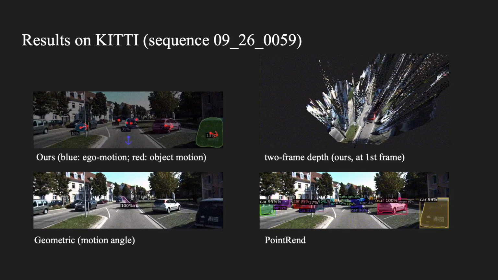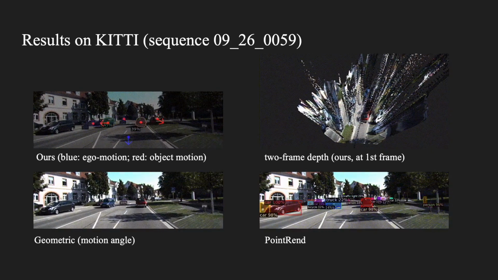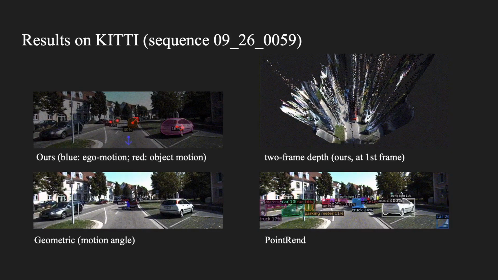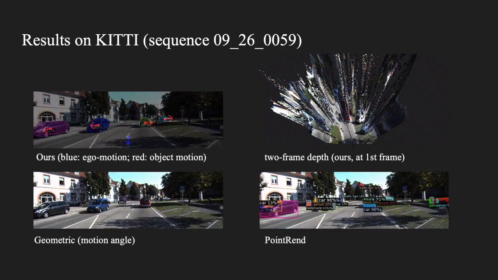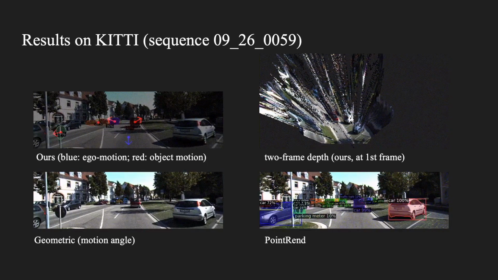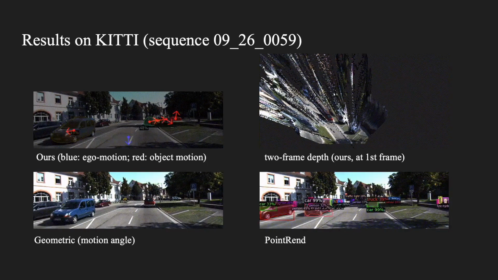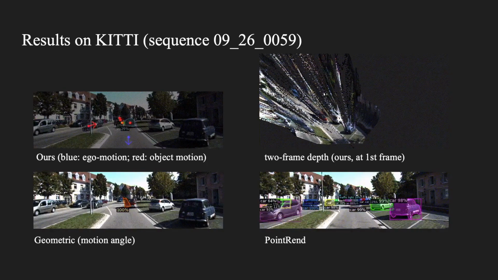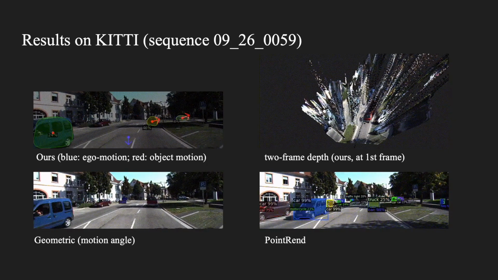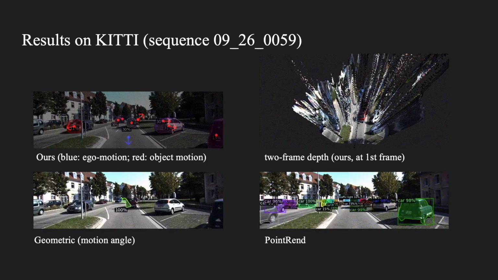On KITTI, compared with geometric rigidity estimation, such as motion angle, our method successfully detects incoming cars. Compared with appearance-based methods, such as PointRend, our method correctly segments the parked cars together with the rigid background. Our method also produces state-of-the-art two-frame depth and scene flow estimation on KITTI and Sintel, significantly improving over prior art.